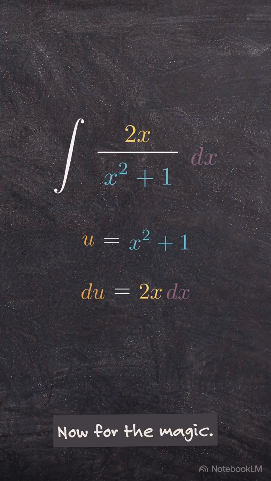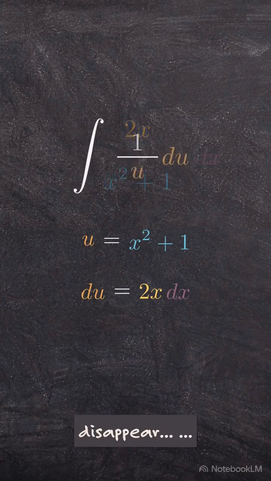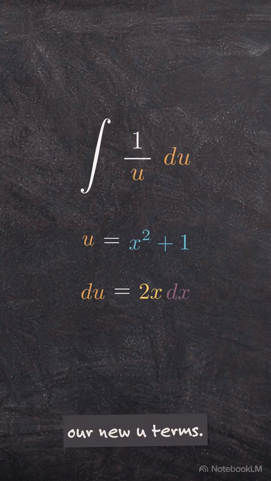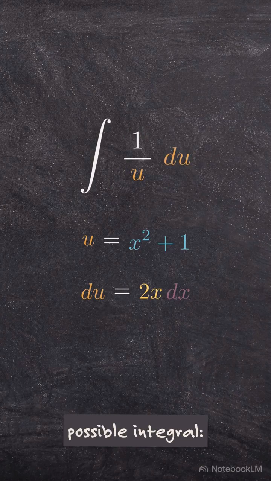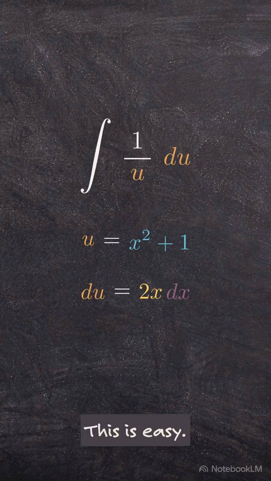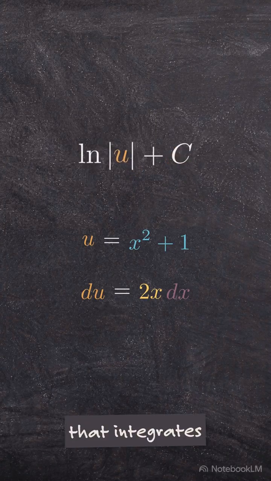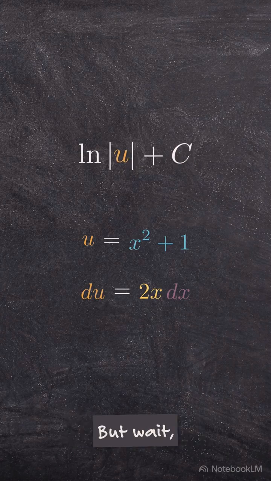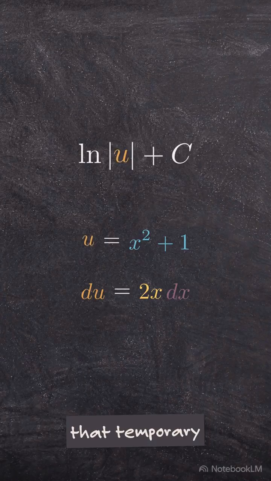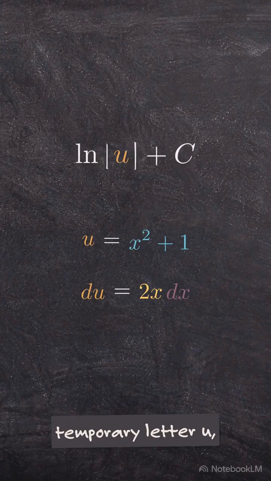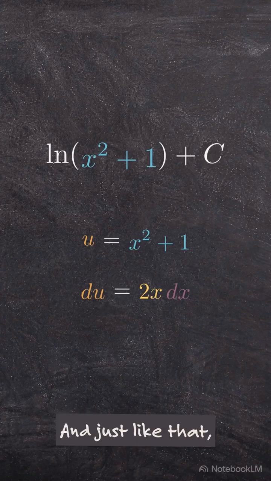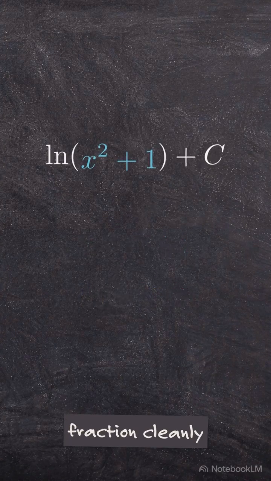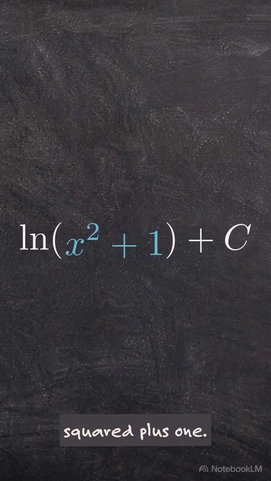Now for the magic. Watch as those complex x terms disappear, cleanly replaced by our new u terms. Instantly, that intimidating fraction collapses down to the simplest possible integral, 1 over u. This is easy. Using standard rules, that integrates right into the natural log of u. But wait, we're not quite done. We have to reverse that temporary substitution to get our final answer. So we take that temporary letter u, drop it entirely, and cleanly swap the original x terms right back into its place. And just like that, the impossible fraction cleanly resolves into the natural log of x squared plus 1.